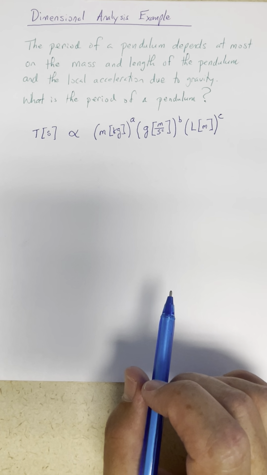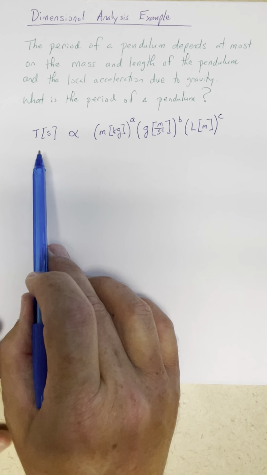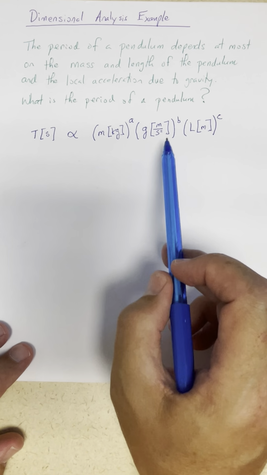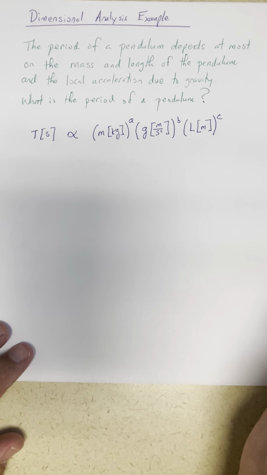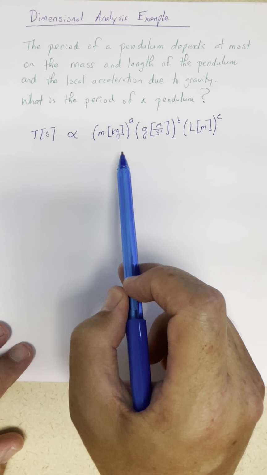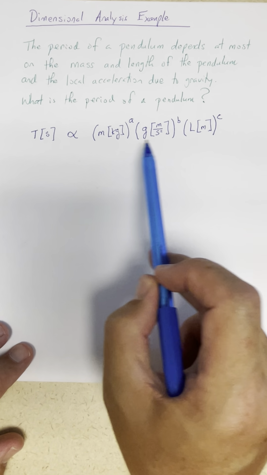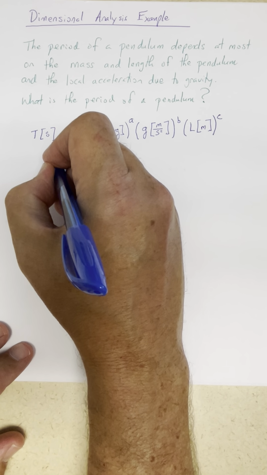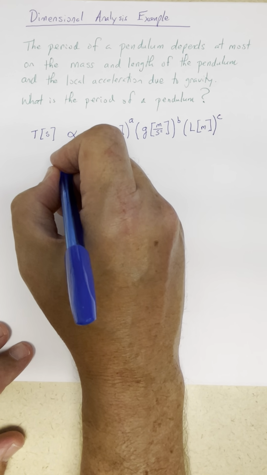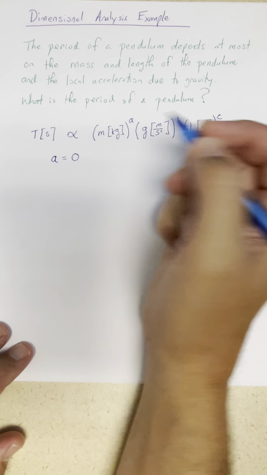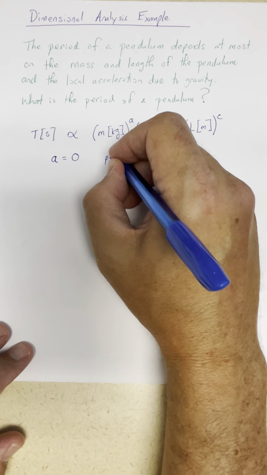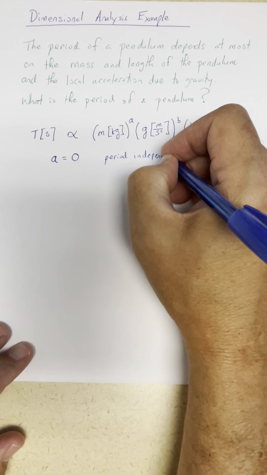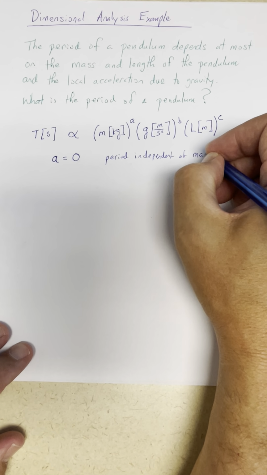So what we're saying is, on the left-hand side, I have to have seconds. On the right-hand side, I can make that out of kilograms. I have a meter, I have seconds squared, and I have a meter. The first thing to observe is this kilogram can't cancel out with anything else. So dimensional analysis immediately tells us that that constant a has to be 0. Meaning the period of a pendulum has to be independent of mass. We don't have a choice about that.